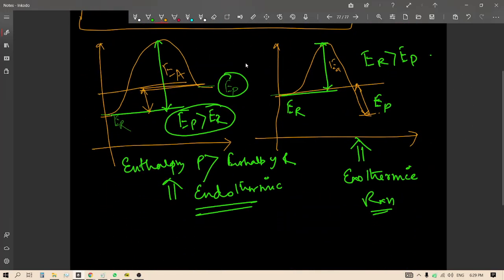Okay? So far clear? Now we have completed 90% of this chapter. Let's go for the last portion.